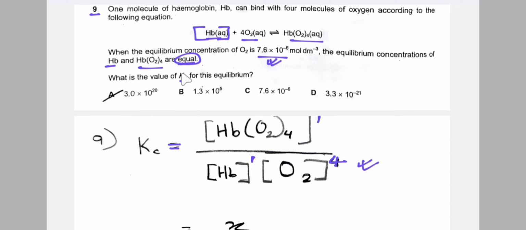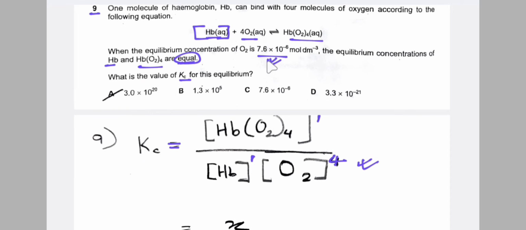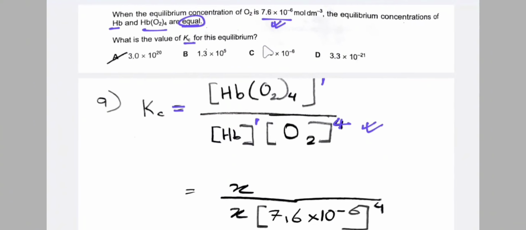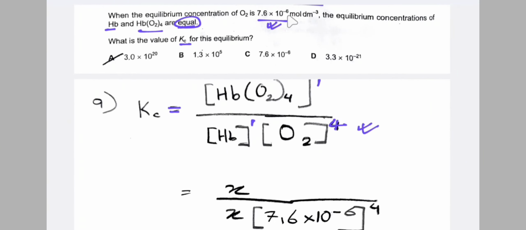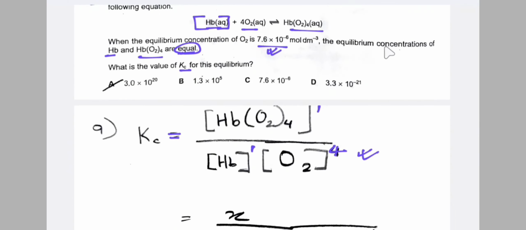Now to find the value of Kc, we know the concentration of oxygen, that is 7.6 times 10 to the power negative 6. So this is the concentration of oxygen. We substitute this value. When the concentration of oxygen is this value, the concentrations of Hb and HbO8 are equal, so we take the equal concentration value as x. Because this is an unknown and we don't know the specific value, we just consider them as x, and we need to find the value of Kc.